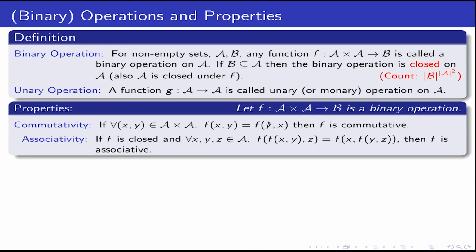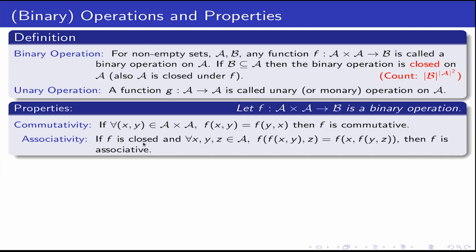Let F be a binary operation defined from A cross A to B. Then we call F commutative if you take two elements from A and perform that operation in the straight order as well as in the swapped order, and these two are the same. Suppose you take the addition operation over the set of integers. So x plus y equals y plus x. So addition is commutative over the set of integers. You take multiplication, AB equals BA, it's commutative. You take subtraction, A minus B is not equal to B minus A, so subtraction is not commutative.